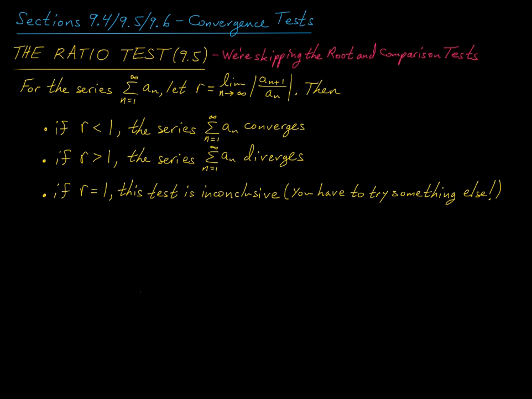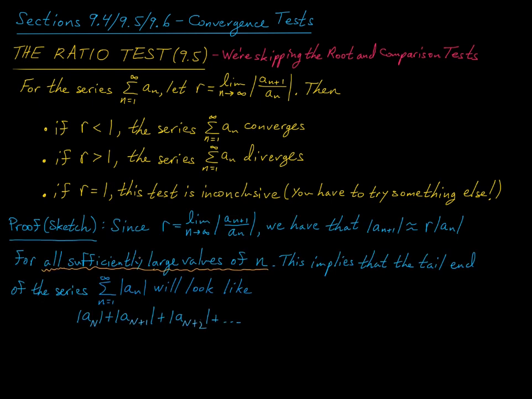So I'll go ahead and just sketch a proof. We're not going to include all the details here, but since r is the limit of this ratio in absolute value, at least for sufficiently large values of n, that implies that a sub n plus 1 in absolute value is approximately equal to r times a sub n in absolute value. Just think about multiplying this a sub n over. And again, since r is the limiting value, this is why we don't see an equal sign here. But for sufficiently large values of n, this will hold.